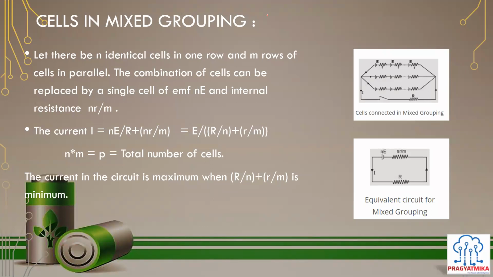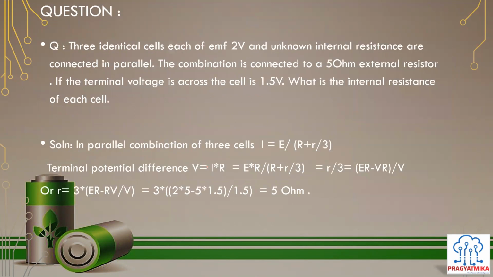So if there are n cells in series and m cells in parallel, n into m would be the total. Here we have series and parallel combinations both, with n cells in a series and p cells in a parallel. So n into m into p is the total number of cells. The current in the circuit will be maximum when R by N plus R by M is minimum. From this derivation, I is equal to E by (R by N plus R by M). So if this factor becomes minimum, the I value will become higher. That's where the circuit current is higher.